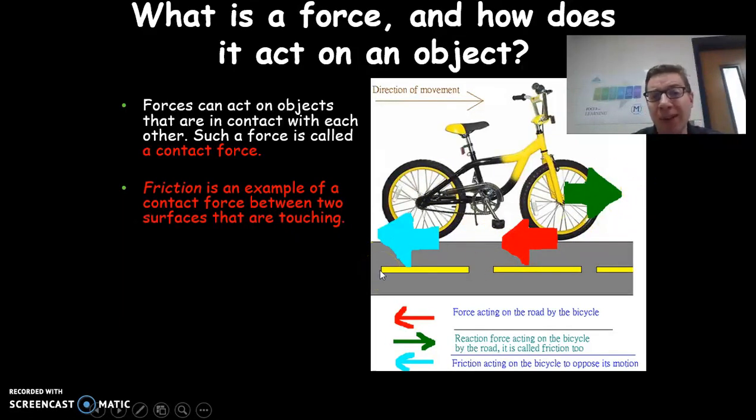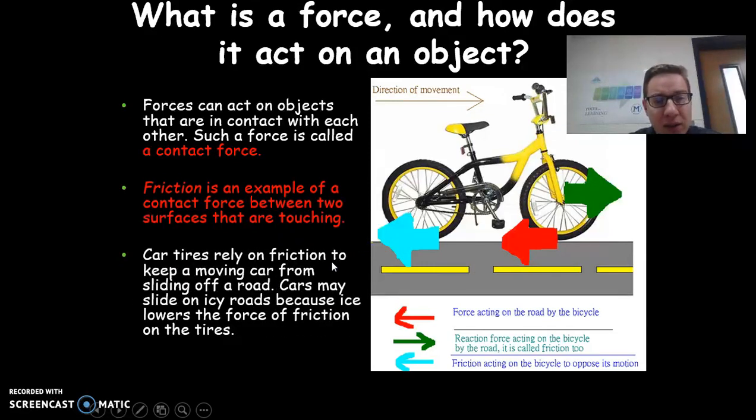If you've driven your bike on snow before, you've probably realized that your tires will slip, you don't have much friction, so you can't go as fast or can't go as well, and maybe you even fell off the bike before. Okay. So cars, tires, or any type of tire relies on friction. Even your shoes rely on friction. If it wasn't for friction, you wouldn't be able to walk down the hall. And cars may slide off an icy road because it lowers the force of friction on the tires. So that contact force, or the friction, is lowered if it's icy, or if we use oil or some type of lubricant like WD-40 in our cars to keep the gears and the different wheels moving.